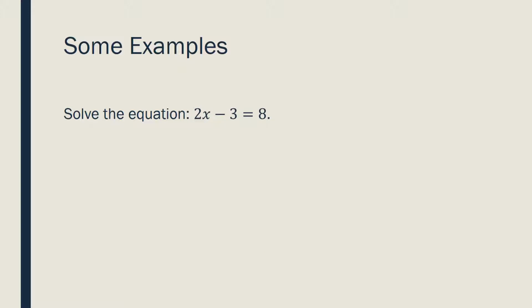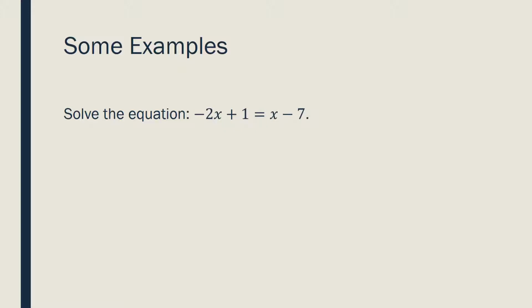Okay, this is your turn. Have a go at solving this equation. Okay, so we're going to start by removing this minus 3, adding 3 to both sides. We get 2x equals 11. Now we want the x by itself, so we're going to divide both sides by 2, which is going to give us 11 over 2. We can substitute back in, but I'm going to leave it there.